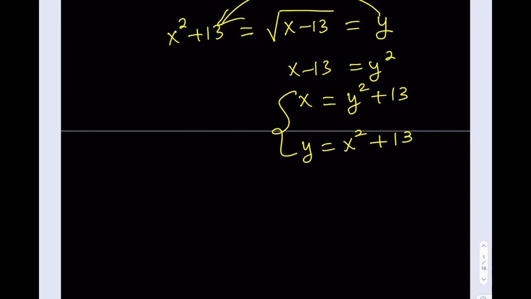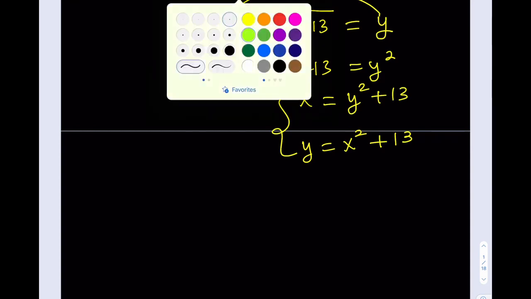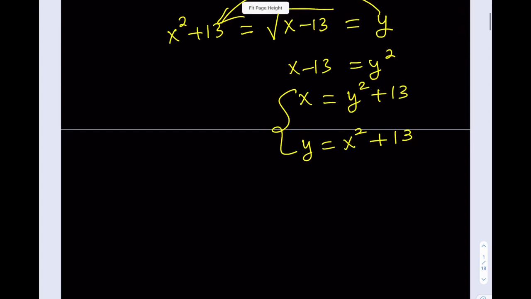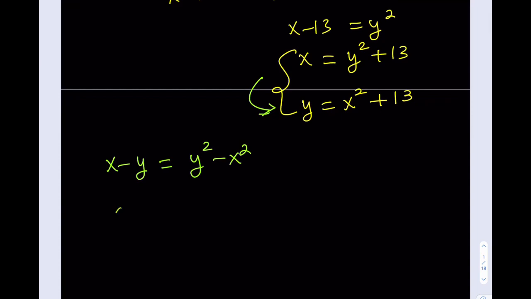Okay, so let's go ahead and work this out. Let's see what happens. So what am I going to do for this system? Well, since I have some type of symmetry here, I can subtract these equations side by side. So that's going to give me x minus y, if I subtract this way, is equal to y squared minus x squared. Obviously, 13 is going to cancel out. Then I can put everything on the same side, so let's add this guy over here. Of course, everything will be negated. It's going to be 0.